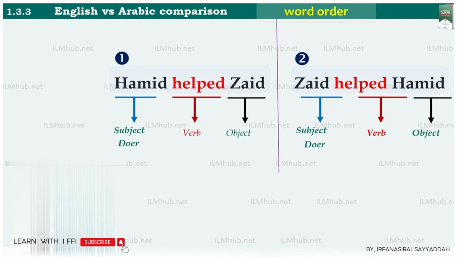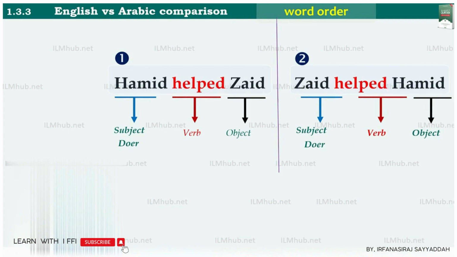So in these two sentence examples, I've changed the word order around, so I've completely altered the meaning of the two sentences. But grammatically speaking, they're in the same structure. I put the subject first in English, then I put the verb, then I put the object. Please remember that is the standard English sentence structure. Hamid helped Zaid. In the second example, Zaid helped Hamid. You can see here the meaning is completely different. However, the grammatical structure is the same.